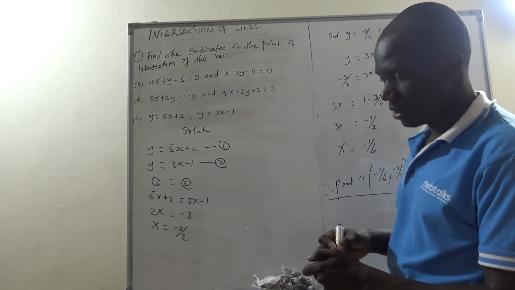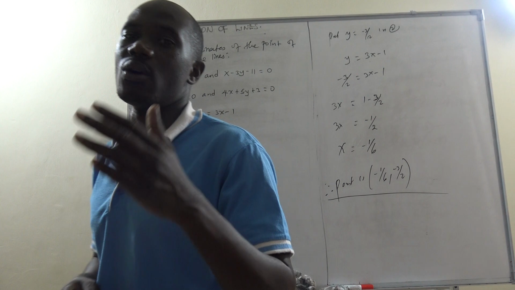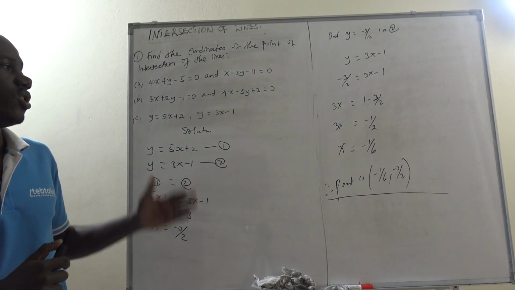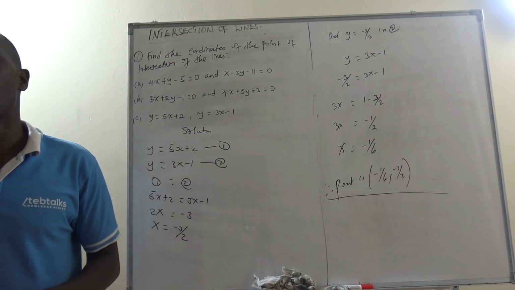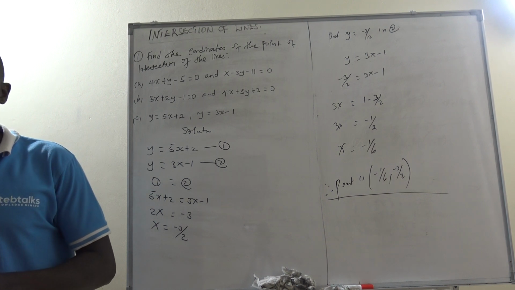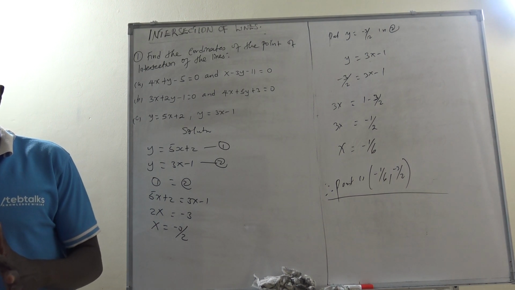This one marks the end of how we can solve the points of intersection. So when they come that way, it's all about solving for the values of x and y. Otherwise, we shall meet in the next episode.